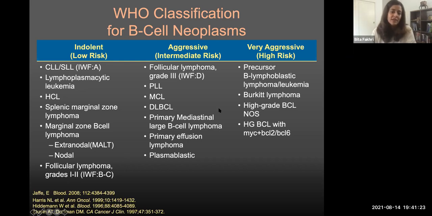Then you have aggressive lymphomas like follicular lymphoma grade 3B, which has a tendency to behave like diffuse large B-cell lymphoma. You have prolymphocytic leukemia, mantle cell lymphoma, diffuse large B-cell lymphoma, and primary mediastinal large B-cell lymphoma, which used to be a subset of diffuse large B-cell lymphoma. But now we know that although morphologically it looks like diffuse large B-cell lymphoma, in terms of molecular signatures, it has a lot of overlap with Hodgkin lymphoma.